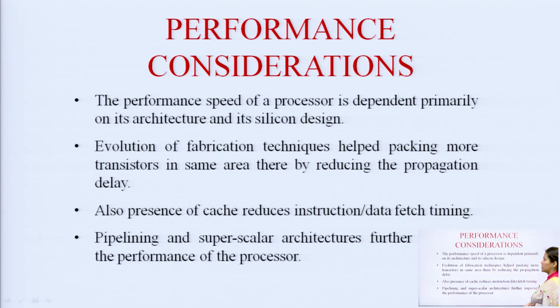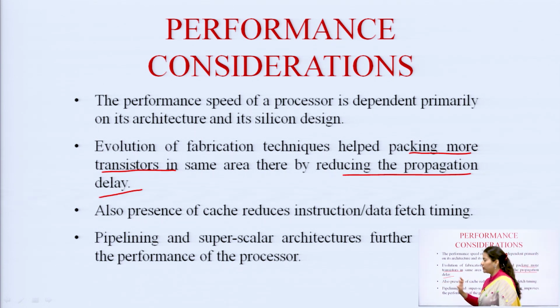First is the performance considerations. The performance speed of a processor is dependent primarily on its architecture and its silicon design. As we know, for many years the scientists and researchers have been working on fabrication techniques to find out which fabrication technique can give us the most efficient systems. The evolution of fabrication techniques helped packing more transistors in the same area, thereby reducing the propagation delay. So, when the packing density is more, then the propagation delay reduces.